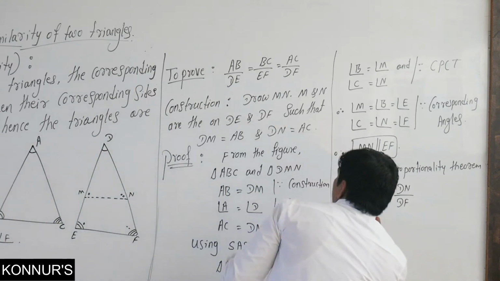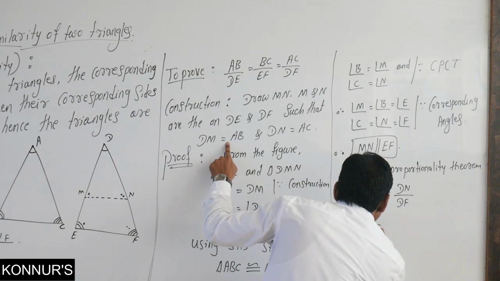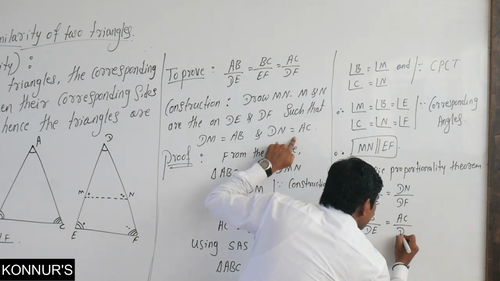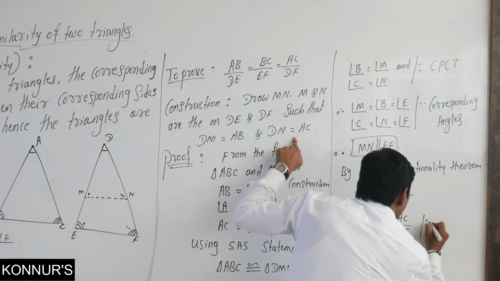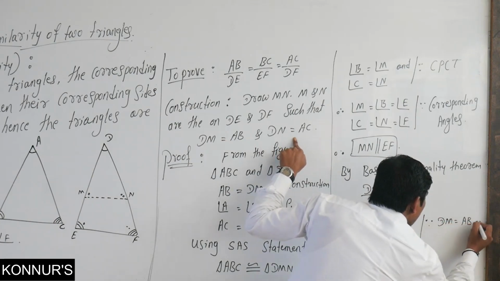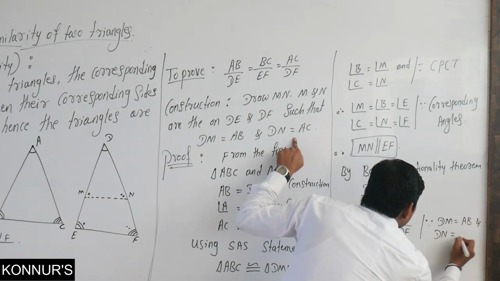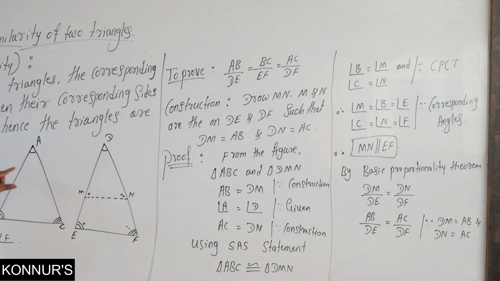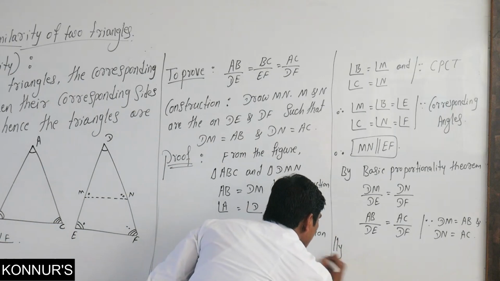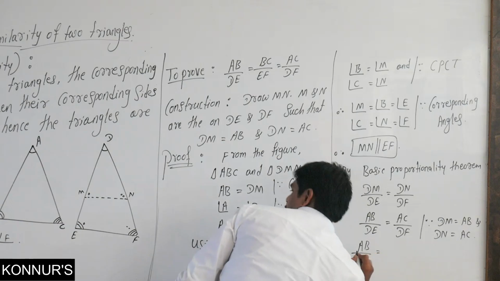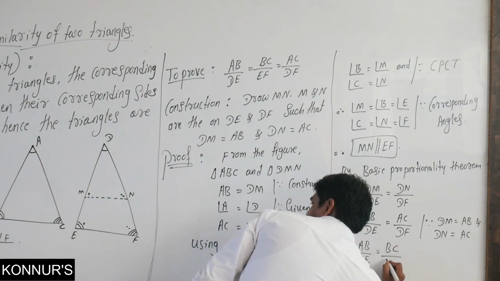Here, AB by DE is equal to AC by DF, because DM is equal to AB and DN is equal to AC. Here, AB by DE, AC by DF. Similarly, AB by DE is equal to BC by EF.